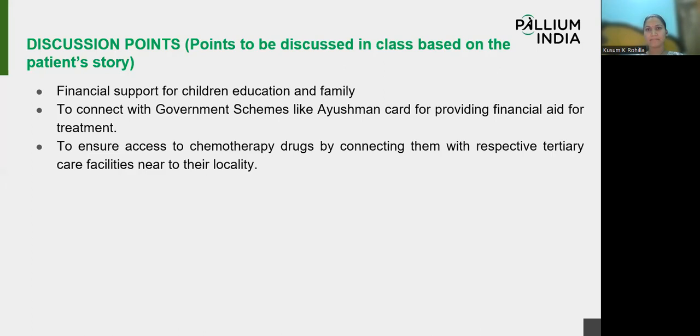Would anyone want to venture a few suggestions for this gentleman who is 64 with lung cancer? Answer, Rajani ma'am, to left main. Yeah. Now it's clear, ma'am. Your voice was breaking. Okay.